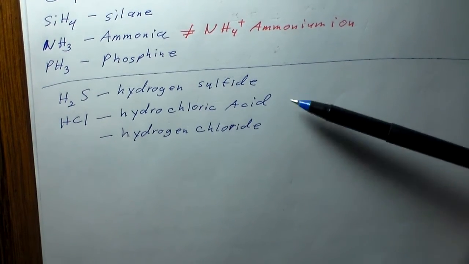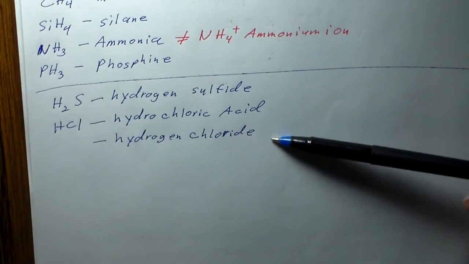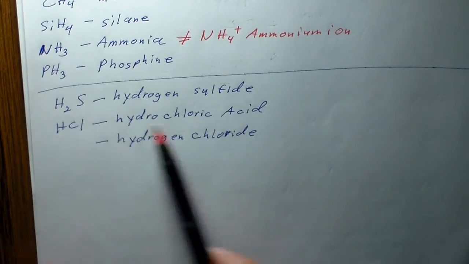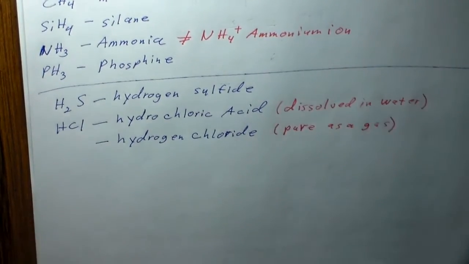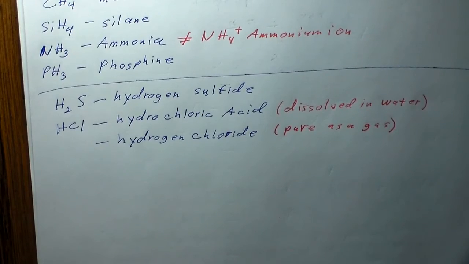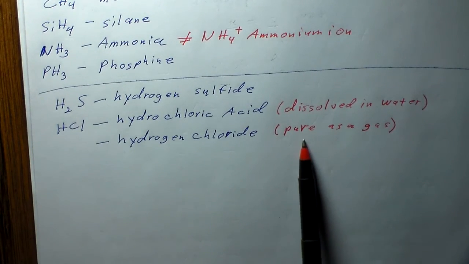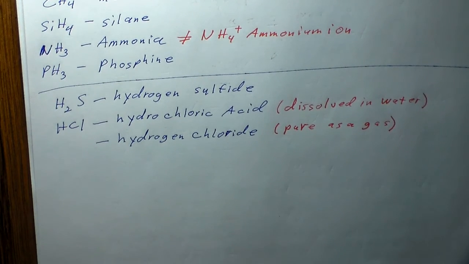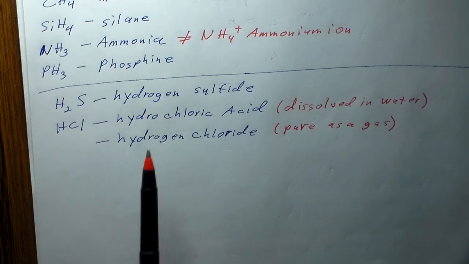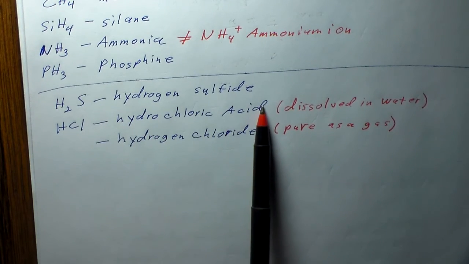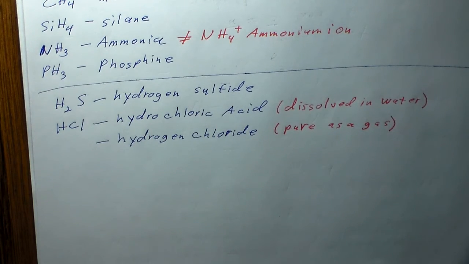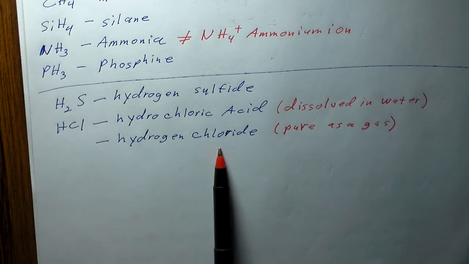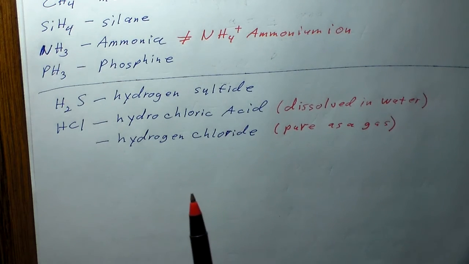All right, now you might be wondering, well, why are there two different names for the same compound? The hydrochloric acid is when you take the hydrogen chloride gas and dissolve it in water. Hydrogen chloride is when you just have the pure stuff in the gas form. Okay, so there's a little bit of ambiguity there, but if you're dealing with anything that is an acid, it's going to be dissolved in water. If you're just dealing with a tank of hydrogen chloride, it's going to just be the gas.